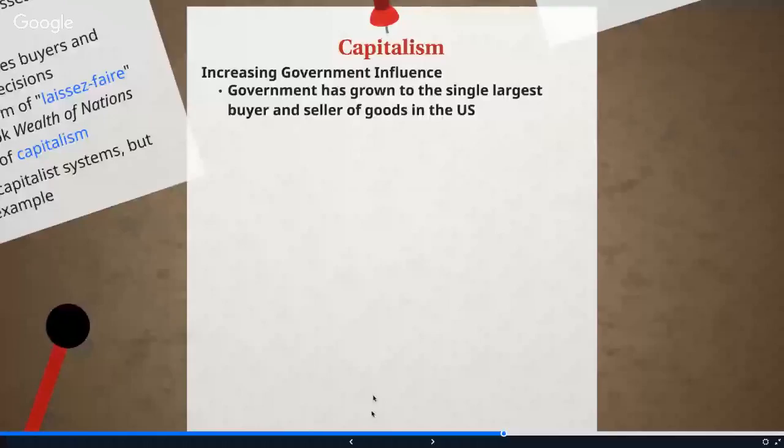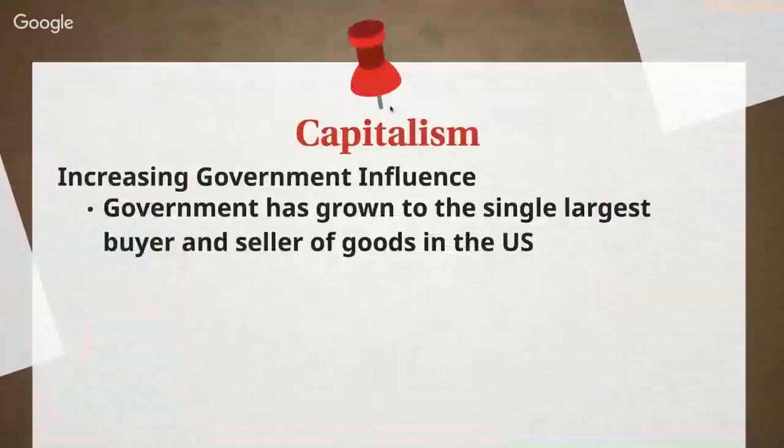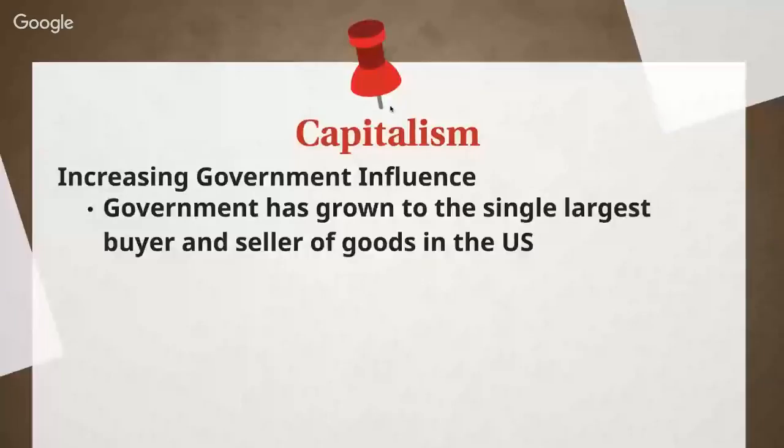It's pretty awesome. Capitalism has increasing government influence. What I mean by that is the United States government has grown to be the single largest seller of goods in the United States. Why? Simple answer: military. Conversation over. The budget for the United States military is so incredible, although it doesn't make up a huge portion of our budget. It's less than a third, less than 20% of our budget is military now.